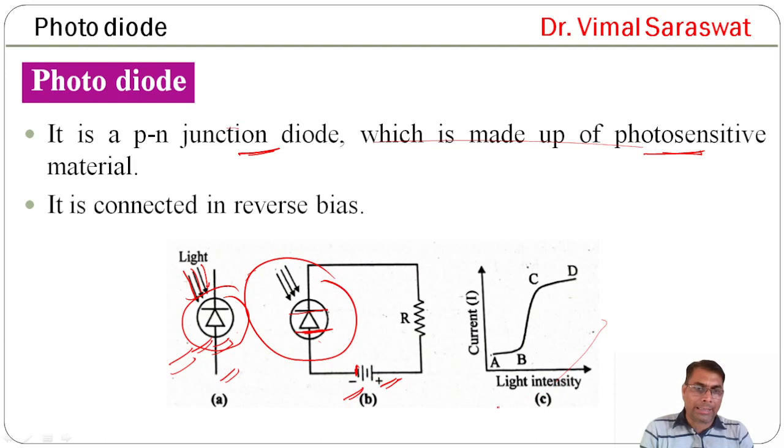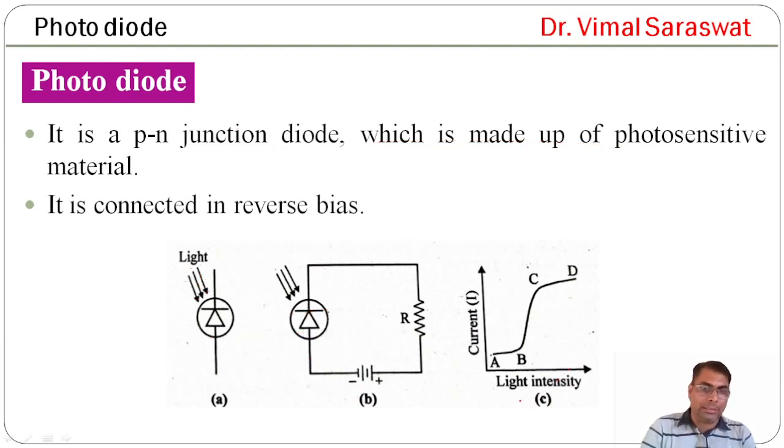Now it is clear from this figure. This is the figure between light intensity and current. So as the intensity of light increases, the amount of current flowing in this circuit also increases. So with the rise in light intensity, the amount of current also increases, and after a certain value of light intensity, if we increase the light intensity, then there is no increment in the current. So this is our saturation position.